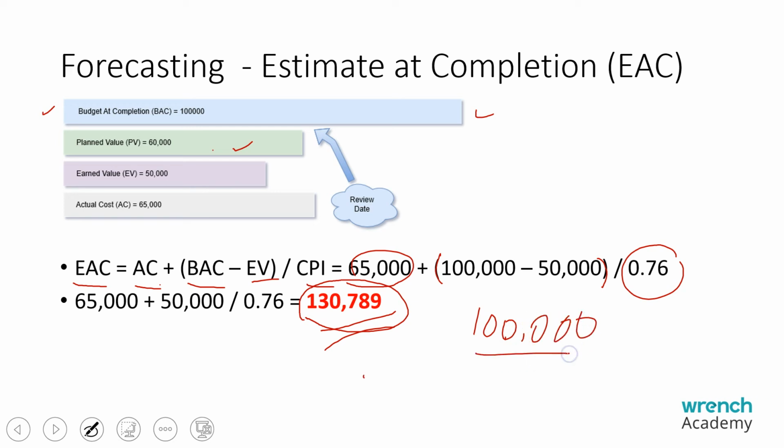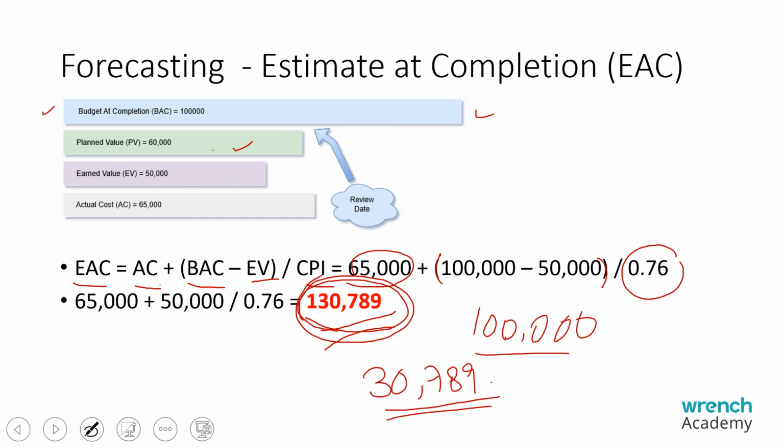So there will be a cost variance of 30,789 if you don't take any corrective action. So this is a forecast. Estimated completion is actual cost plus budgeted completion minus earned value, the whole thing divided by CPI. This will give me the anticipated cost of completion, provided the nature of work is identical and we are not taking any corrective action. If all the conditions remain the same, I will be consuming 130,000 for this project, whereas the budget is only 100,000.